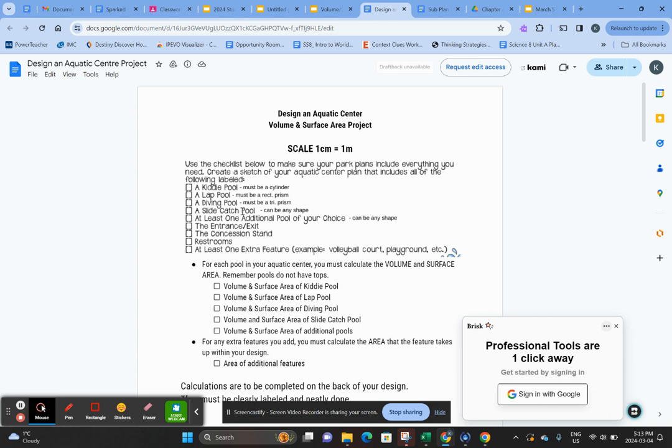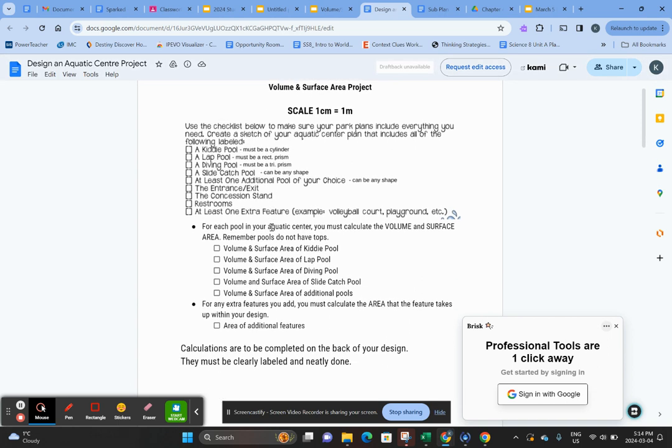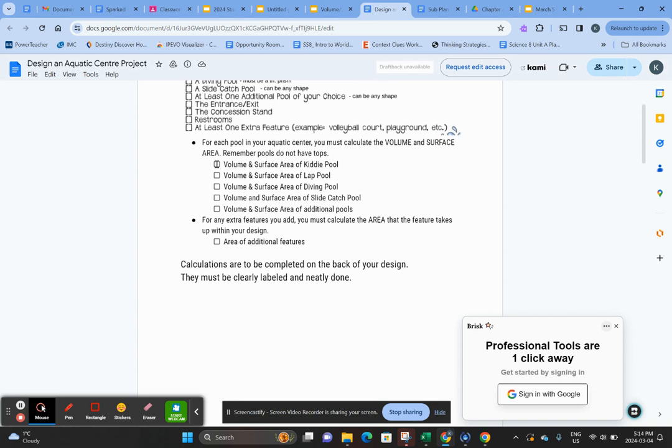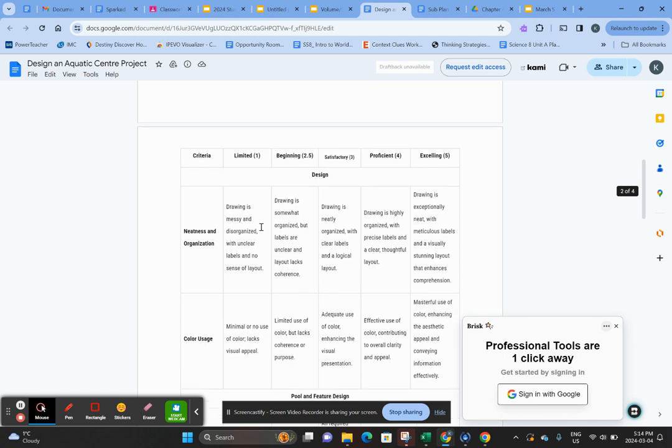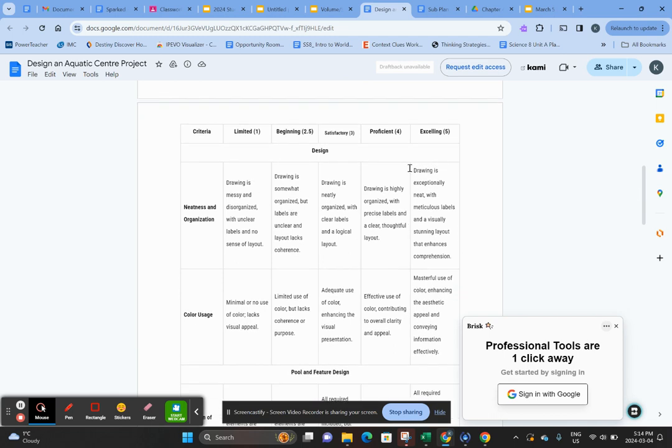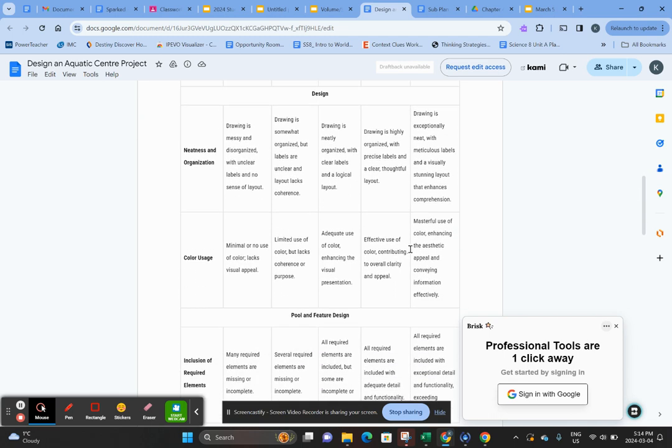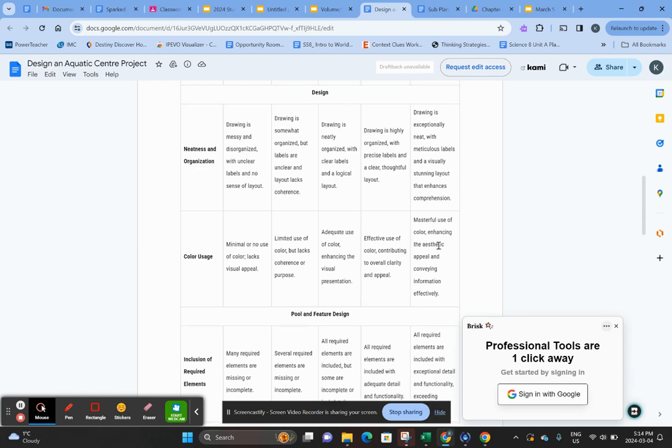But we have all of our requirements for what pools we need. Remember, then you will also be calculating surface area. And I have given you a formula sheet to calculate. You are going to be marked on neatness and organization. On color, you will be coloring it eventually.